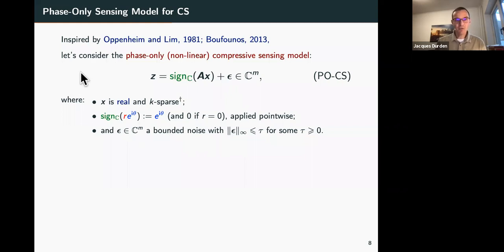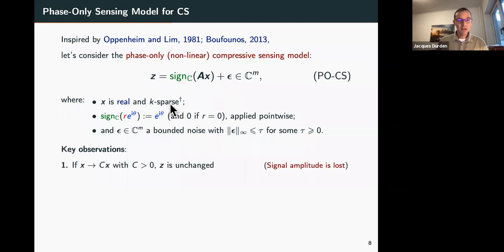So this is the model I want to consider, and I restrict myself, for a reason I'm going to explain in the next slide, to the context where X is real, despite the fact that the matrix A is complex, and K-sparse, not a low complexity vector in any other domain. For the sake of simplicity, I just focus here on the set of K-sparse signals. So, some key observations. First, as for the previous experiment, the system is totally invariant to any rescaling of the initial signal X with some positive real constant, because the sign operator will just kill any rescaling of the amplitude, and because the sensing is linear here.